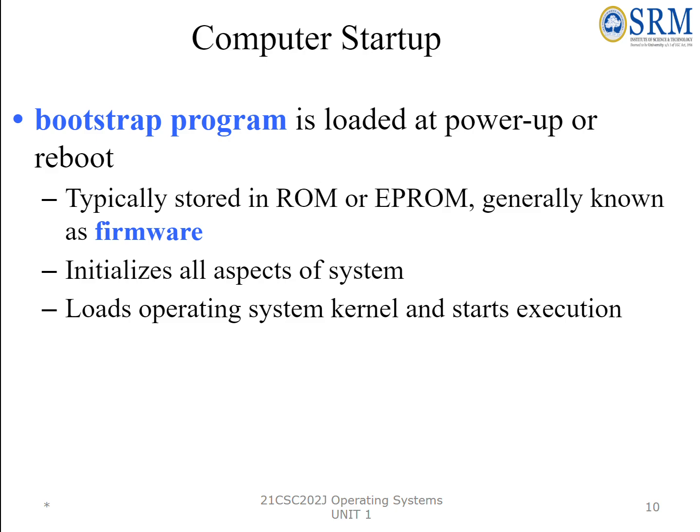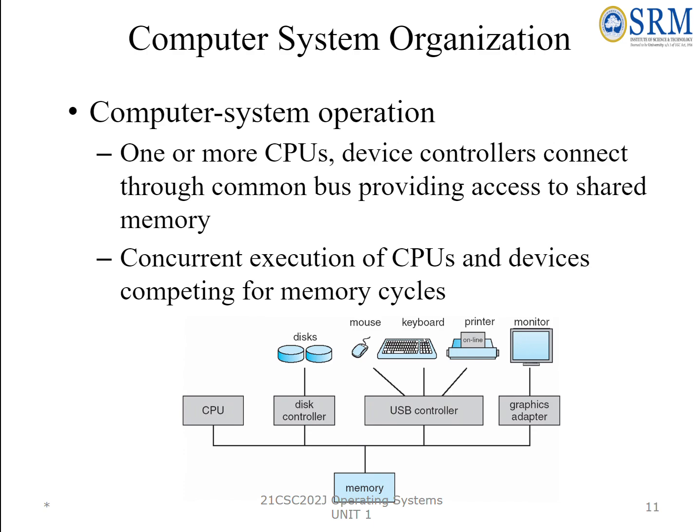And next one is, it initializes all the aspects of the system, loads the operating system kernel and starts the execution. And next one is the organization. So what is meant by organization? When you take a system, what are the parts inside the system? That is the organization, how it is organized: CPU, disk controller, graphics adapter and memory.